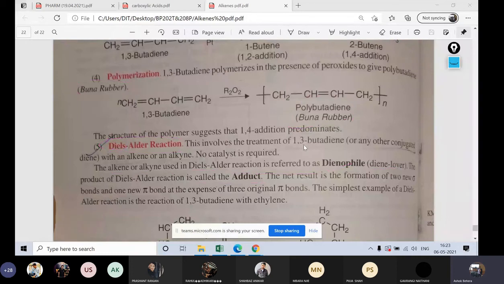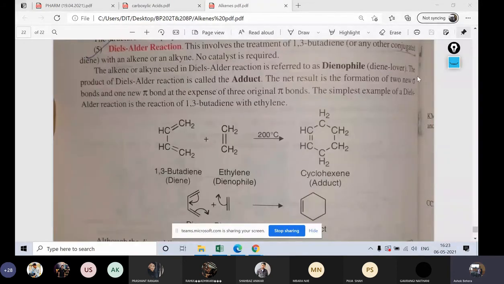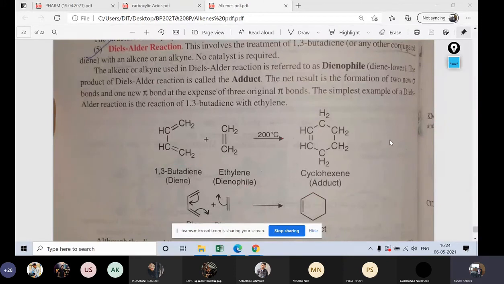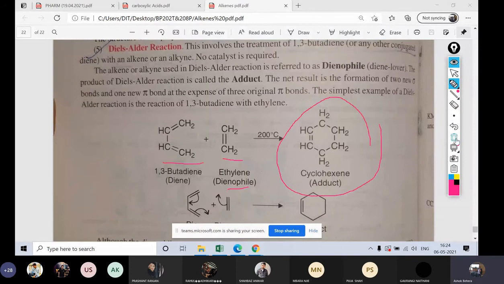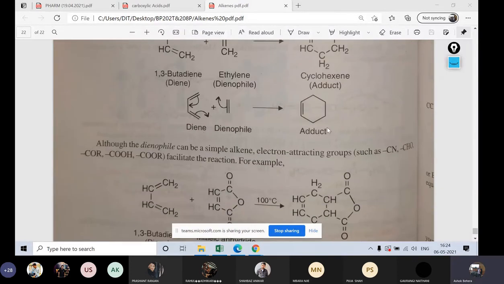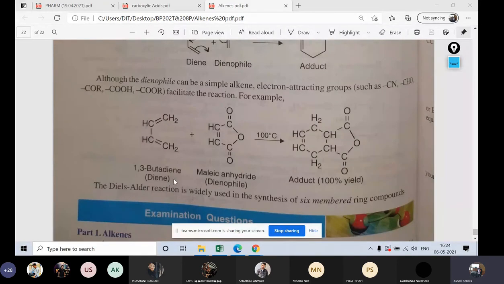Let me show you one example of the Diels-Alder reaction. You can see the simplest is your 1,3-butadiene and a dienophile, with heating. So what is that? Cyclohexene is formed. Right. Now, diene and dienophile react to give an adduct. But we observed that if there is an electron withdrawing group, the reaction goes much faster and the yield is 100%. Please remember this much.